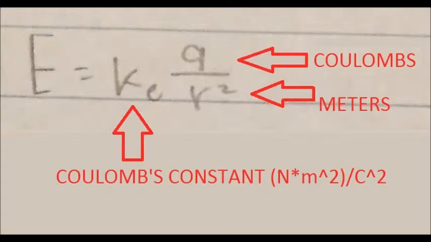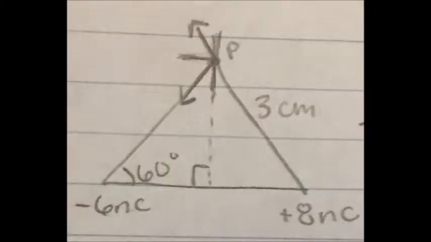Before we start plugging numbers into the equation, we must first take into account the units used in this equation. Looking at our diagram, we can see that the sides are 3 centimeters each, so we must convert those in order to plug them into our equation. Also, looking at the charges, we can see that they're nanocoulombs rather than coulombs, so again, we must convert them.